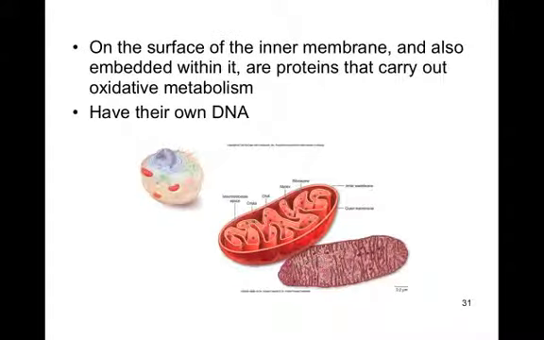On the surface of the inner membrane, we also see embedded proteins that carry out the functions of oxidative metabolism that we'll examine later in the semester. One thing that's really interesting about mitochondria as well as chloroplasts is that they have their own DNA. So in short, the mitochondria are the powerhouse of the cell. They produce all the ATP, that is all the fuel necessary to fuel the activities of that cell.